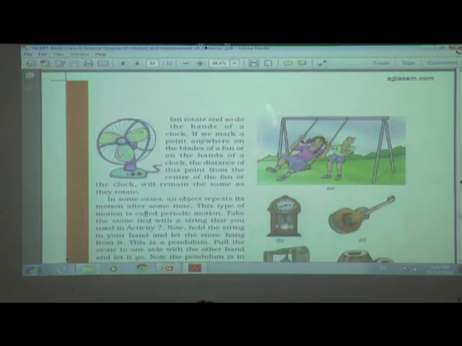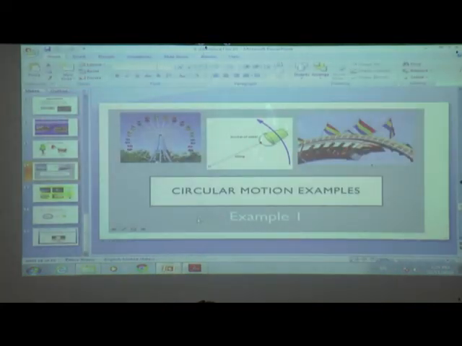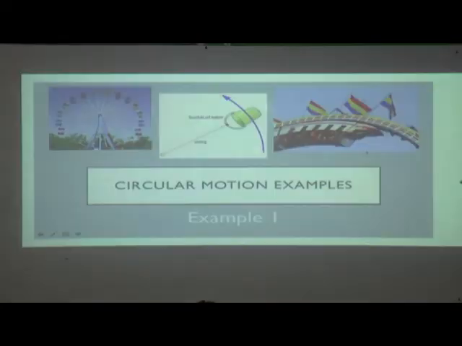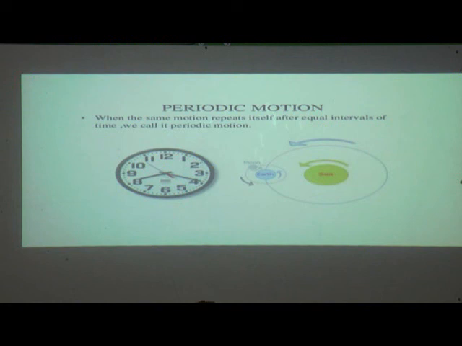Okay. In some cases, an object repeats its motion after some time. This type of motion is called periodic motion. So see here are the examples of circular motion. See, even sun and planets, earth and moon, atom and electrons, circular track, circular ride, these are the examples of circular motion.